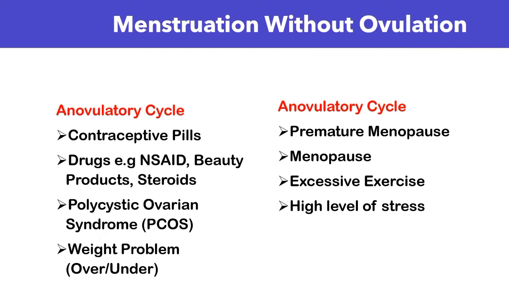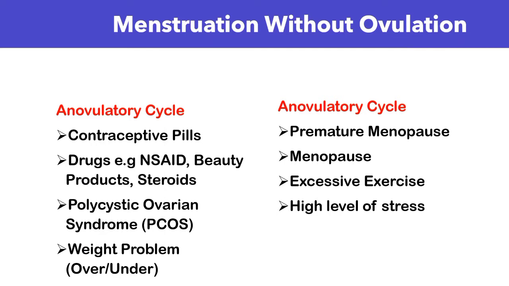Premature menopause, when the ovary stops producing eggs before the age of 40, is a premature menopause, and it may require the intervention of a doctor, right? And of course, menopause is a reason for anovulation. Once you attain the age of menopause, the ovary is tired and it will stop producing eggs altogether.